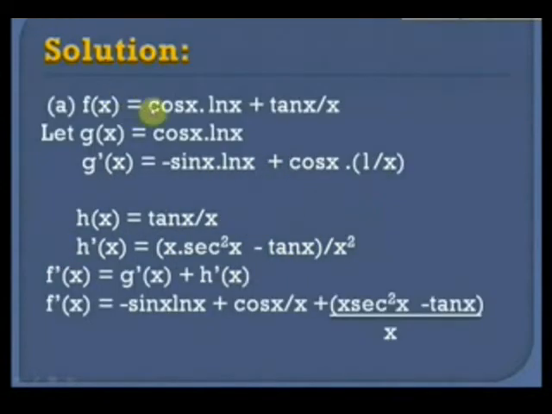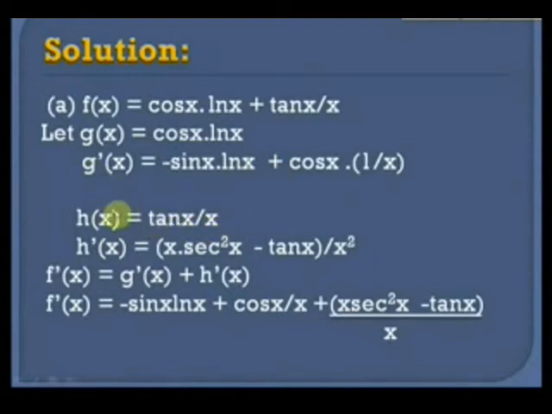f x is equal to cos x into ln x plus tan x divided by x. Let us say that g x is equal to this expression, that is cos x into ln x. Now we use the product rule here, that is we differentiate this function with respect to x in the following way. This gets differentiated to minus sin x into this function ln x, plus we keep this function as it is, cos x, into the differential coefficient of ln x, which is equal to 1 by x. Hence g dash x would be equal to minus sin x into ln x plus cos x into 1 by x.